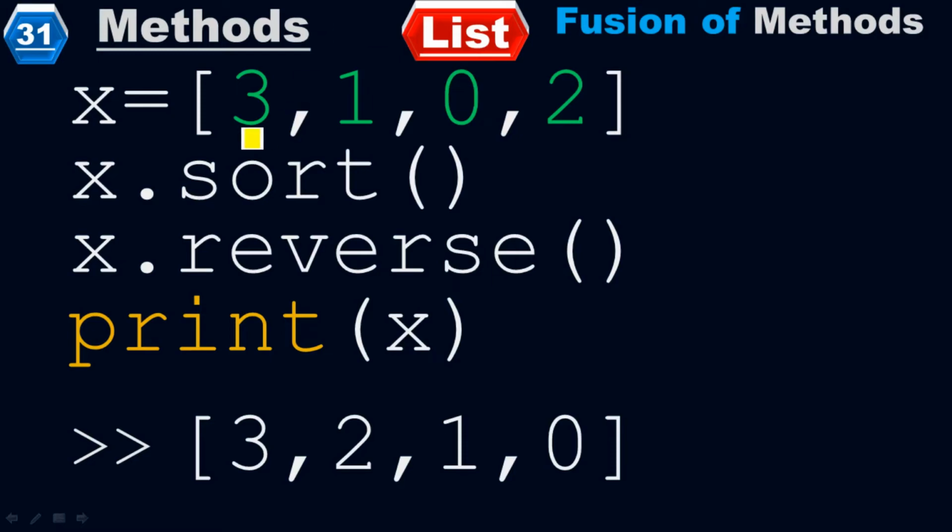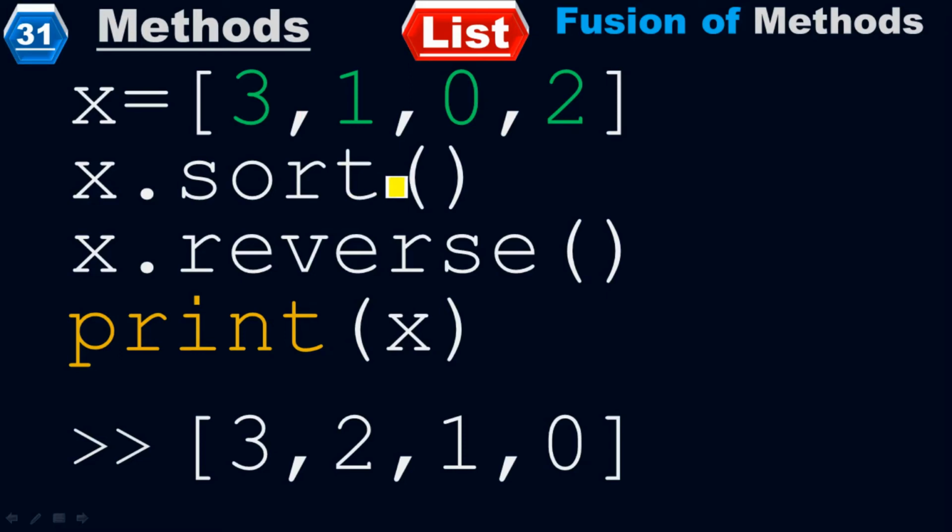Look, the given list is X equals 3, 1, 0, 2. When we use the sort function, X dot sort, what the sort function does is put all the elements in proper ascending order. Look here, in the given list, the items are not in proper ascending order. We have 3 and then 1 and then 0 and then 2. Everything will be in proper ascending order.